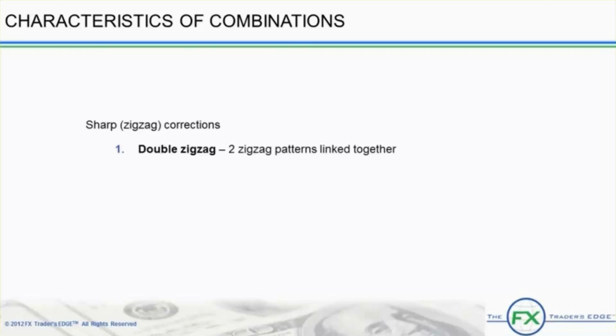A 4th type of corrective sequence forms a combination of the basic corrective structures. For example, sharp zigzag corrections can be single, double, or triple patterns. A double zigzag is 2 zigzag patterns linked together. A triple zigzag is 3 zigzag patterns linked together.